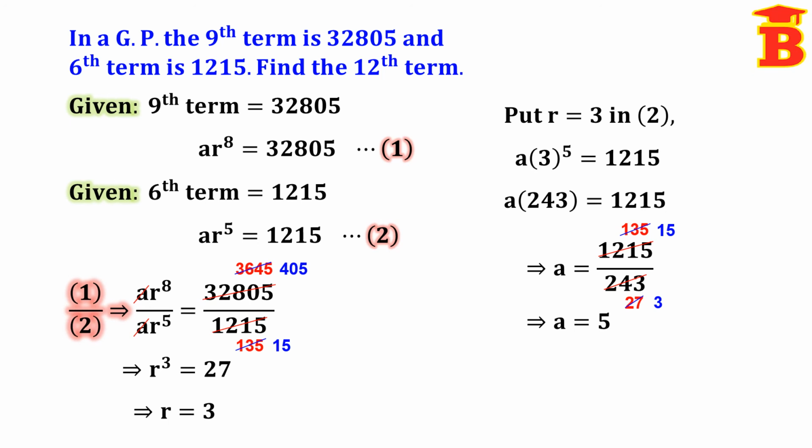Finally we have to find the 12th term. Therefore the 12th term is ar power n minus 1. 12 minus 1, that is 11. Substitute the values. a value 5 into r value 3 power 11. Therefore the answer is 5 into 3 power 11.